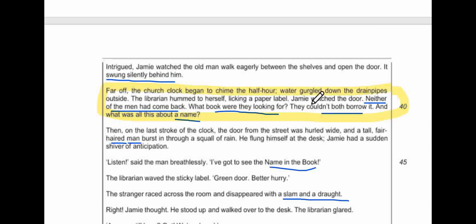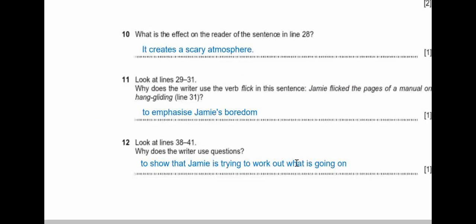So Jamie watched the door. Neither of the men had come back. What book were they looking for? And what was all this about a name? So it's to show that Jamie is trying to work out what's going on, or we can write build up mystery or suspense, or to show that Jamie is puzzled. So we type one answer. However, if you have any other option, you may type in the comment section. If you need to clarify, we'll surely reply to you on the YouTube channel. So we type down to show that Jamie is trying to work out what is going on.